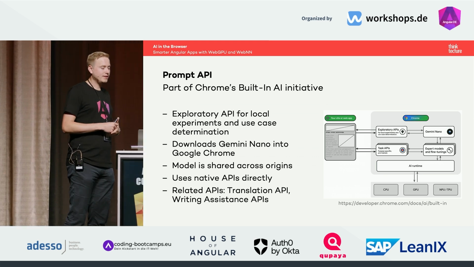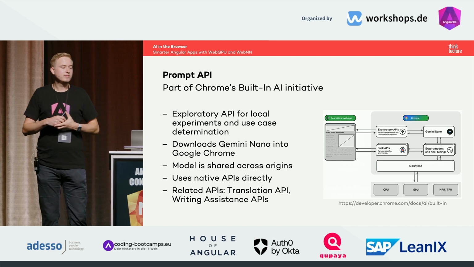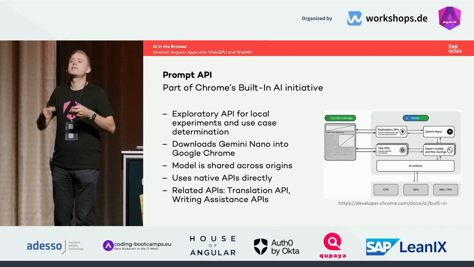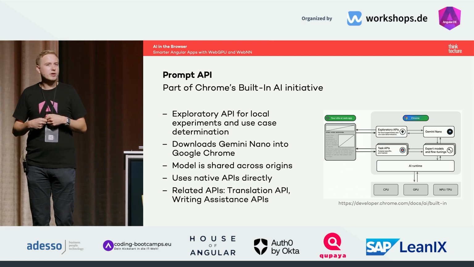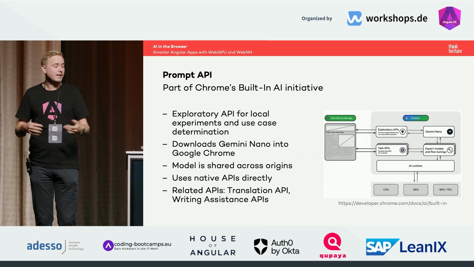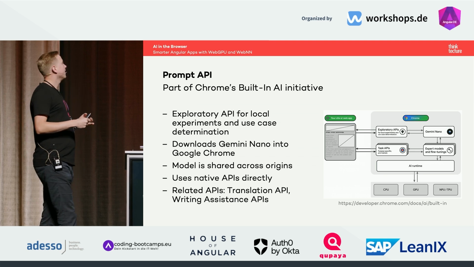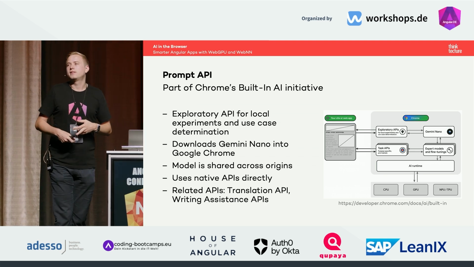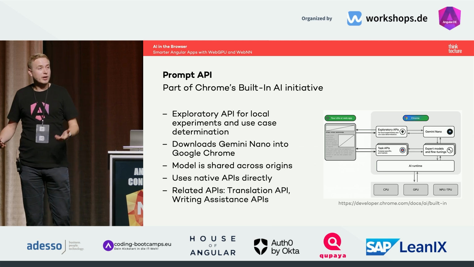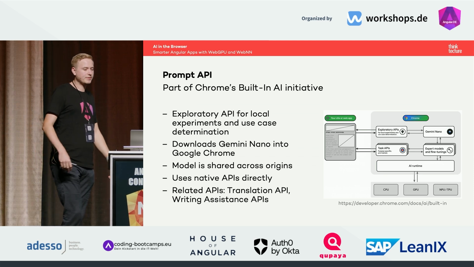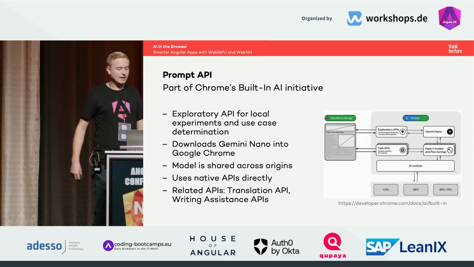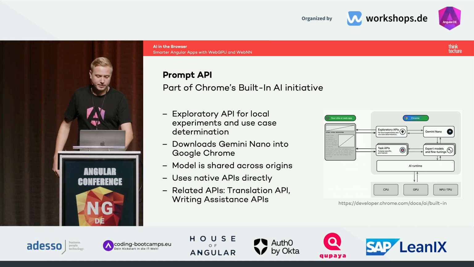There are many APIs in development. One of them is the translation API that uses the model in the background, which translates content and detects languages in text. And there are the writing assistance APIs that allow you to summarize text, to rewrite text, or to create new text paragraphs. And that is what this set of APIs can do.